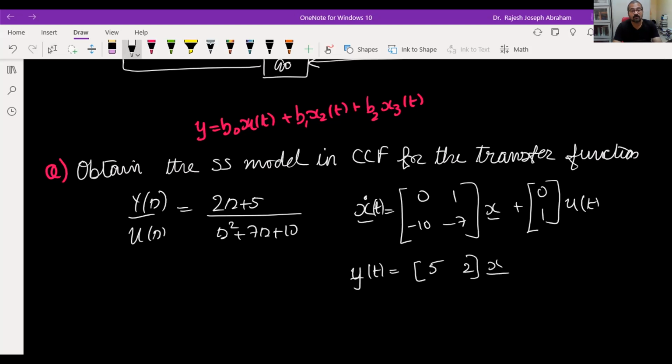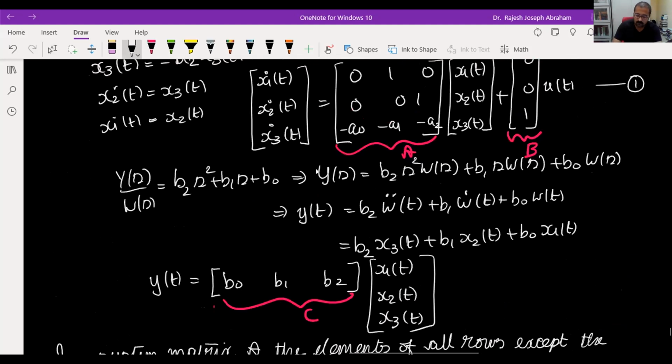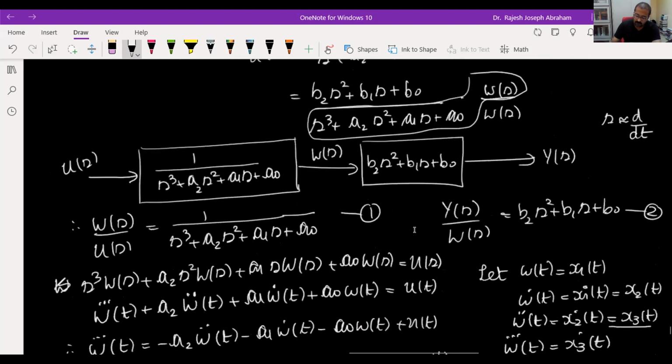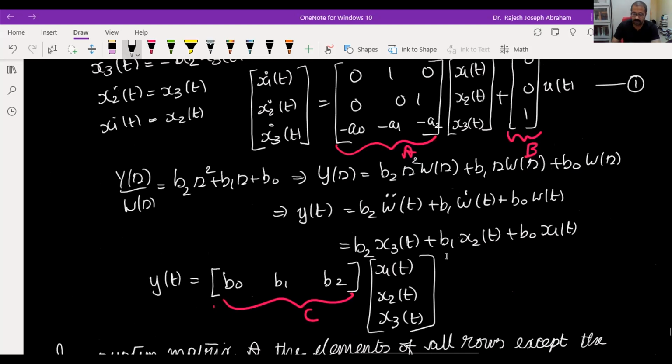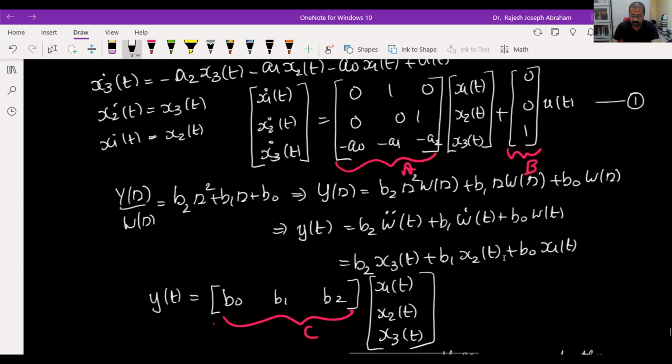Okay, so this is what is called controllable canonical form, right? So here the A matrix had the last row picked up from the coefficients of the denominator polynomial, and the numerator polynomial will give the C matrix. All other entries in this system matrix A will be either 0 or 1. Similarly, in the B matrix, the last row will be 1 and all other rows will be 0s.